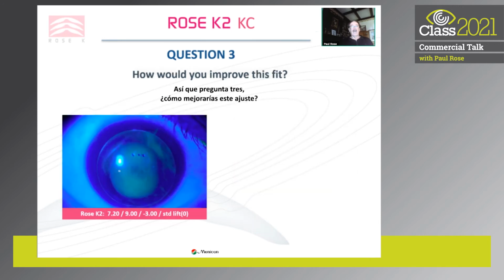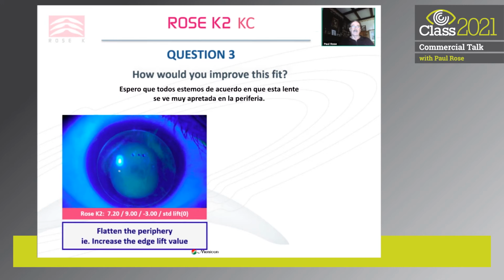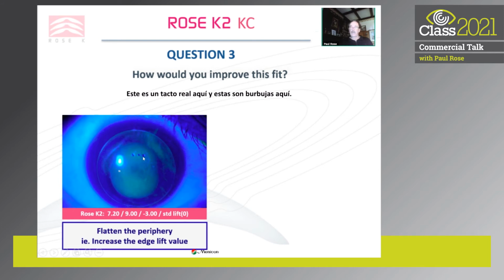So question 3, how would you improve this fit? I hope we all agree that this lens looks very, very tight in the periphery. It is also sitting down. If you make a lens very tight in the periphery, it will tend to locate low. This is actual touch here, and these are bubbles here.